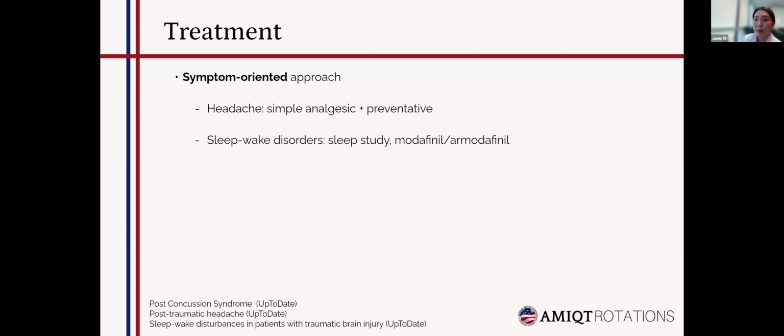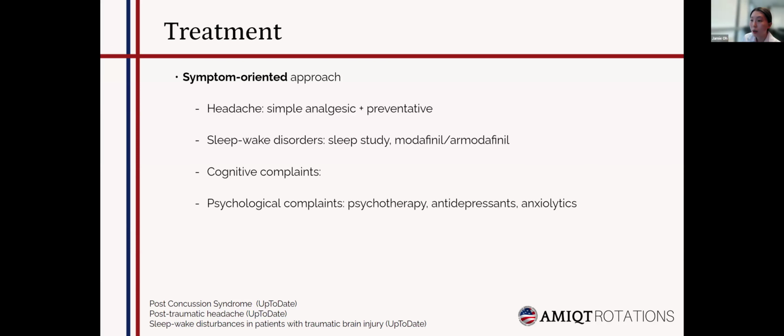The second symptom that you could tailor your approach to: if they have sleep-wake disorders, then you could consider doing a sleep study, and also giving them wakefulness-promoting agents such as modafinil or armodafinil, which are first line currently. If someone has cognitive complaints, I believe the current evidence says that there isn't a recommended approach. I believe in some studies they have tried cognitive rehabilitation, but the evidence was a bit murky on the benefit.